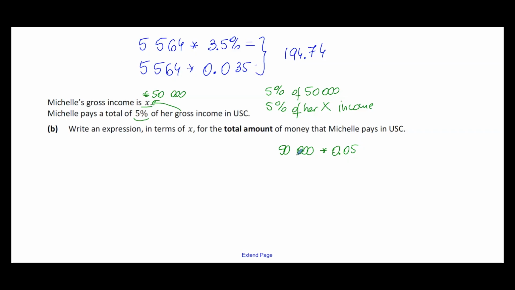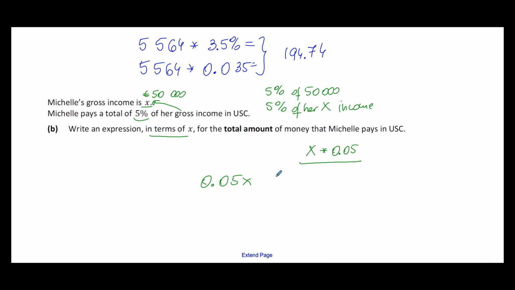But we made up that 50,000. We don't know what she earns. What does she earn? x. So let's remove 50,000 and put x. We have to write an expression in terms of x, meaning our answer has to include x, for the total amount of money that she pays in USC. And that's what it is, 0.05x. That's the expression. Okay, that wasn't too bad.